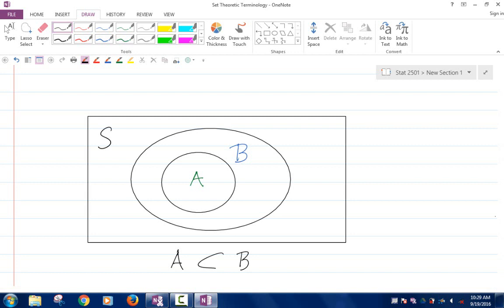So when A is a subset of B, it means that A is contained in B, right? So in the picture, I can visualize that A is a subset of B in this way. Is that clear? Okay.